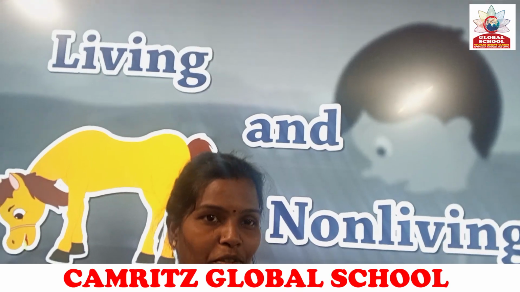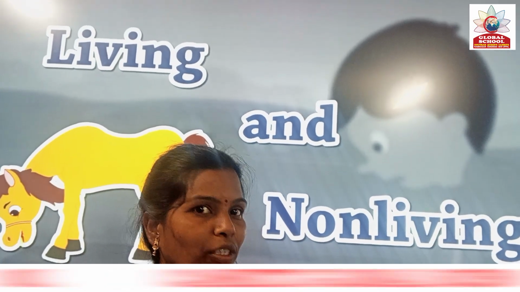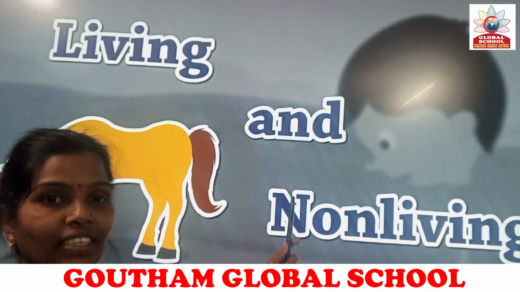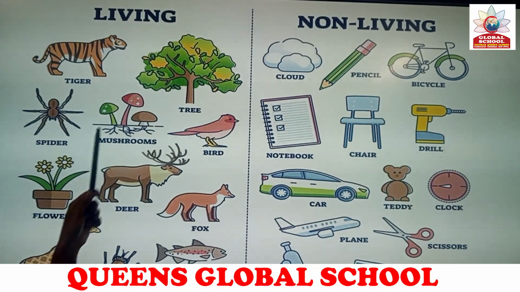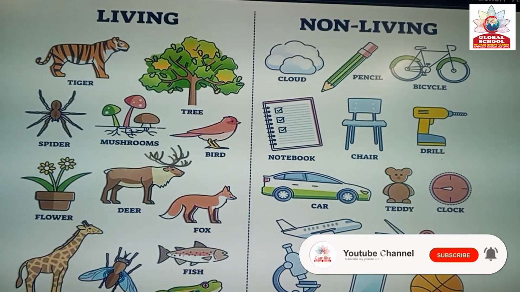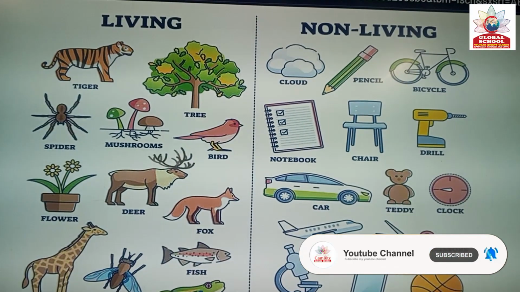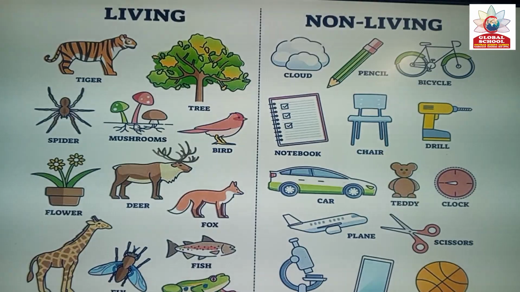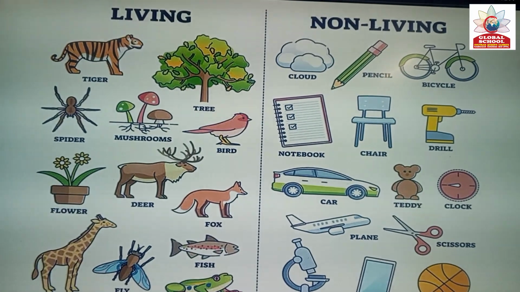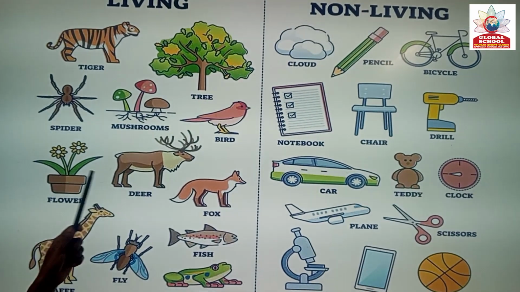Class 6, Subject Science. Today I am going to explain about living and non-living things. Many living things that we see around us every day are living or were once alive. But what does it mean to be living? All the animals and plants that you see around you are living.